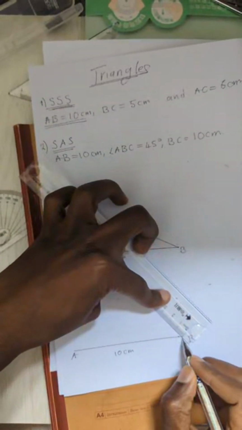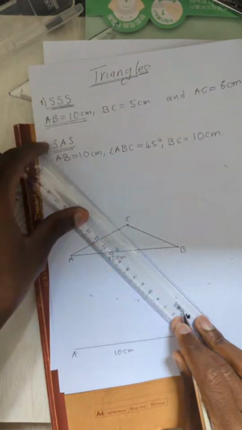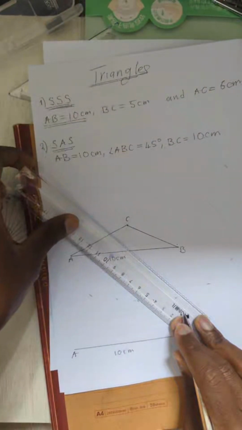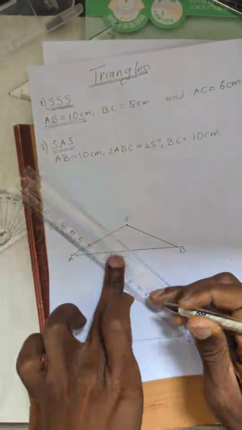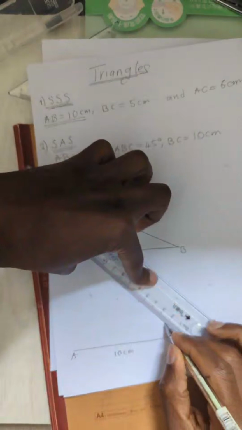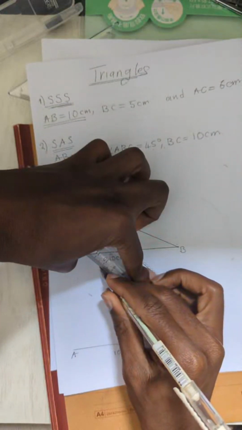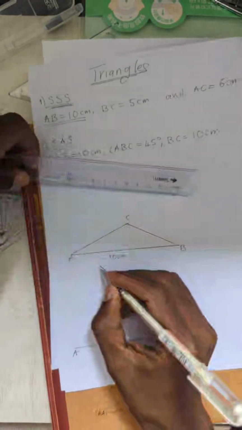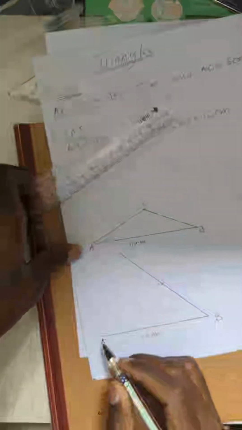Your 0 mark should be on B, where your line is starting, and you make sure that the meter rule just passes through that mark we created. So we're going to draw a line which is 10 centimeters, something like this. So it ends here. This is where the 10 centimeters ends. So from here we're going to join this point.